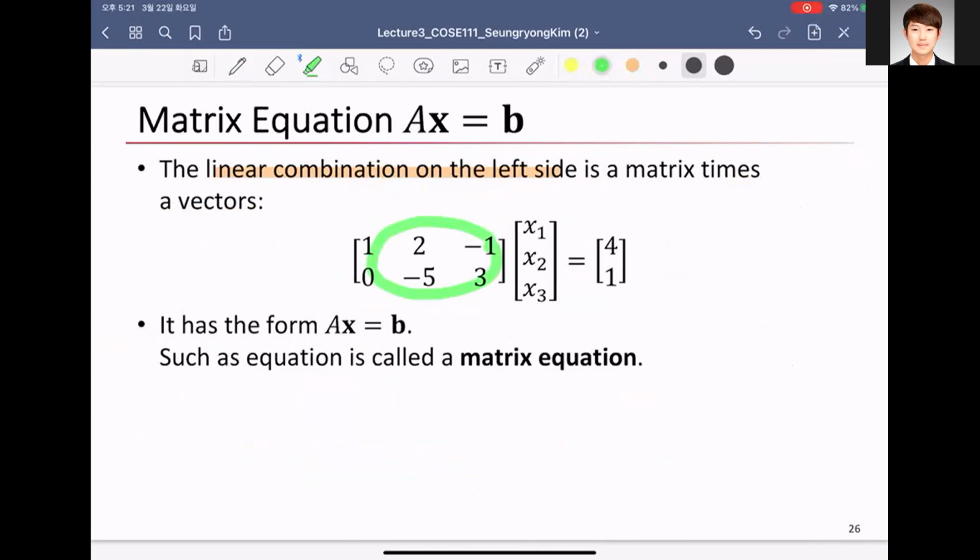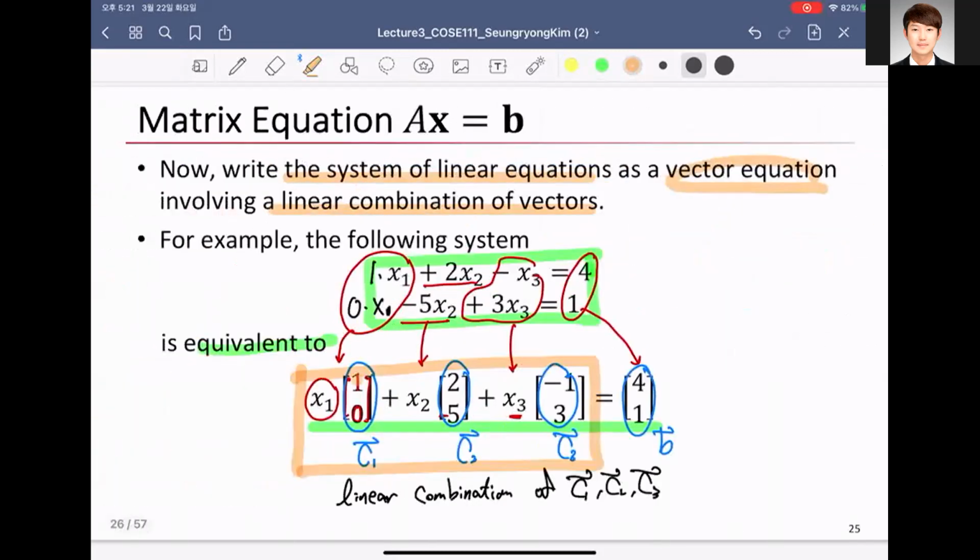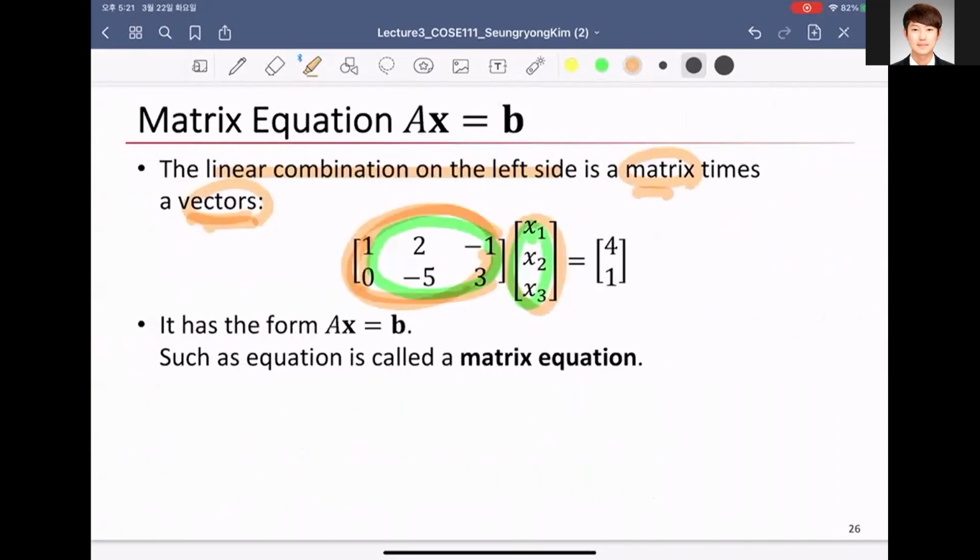Matrix A times vector x, like this. So matrix times vector. In this case, matrix A consists of the column vectors c1, c2, and c3: 1, 0, 2, negative 5, negative 3, negative 1, 3, then x. And the right-hand side is just 4, 1. Now we have matrix A times x equal to b. It has the form Ax equals b.